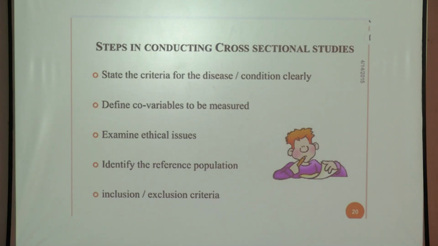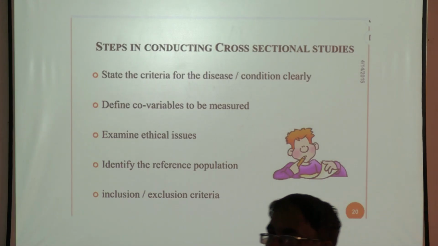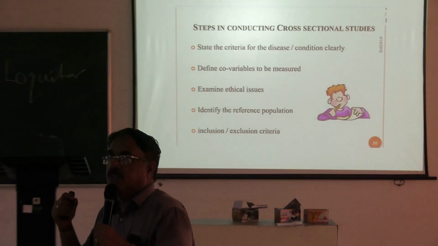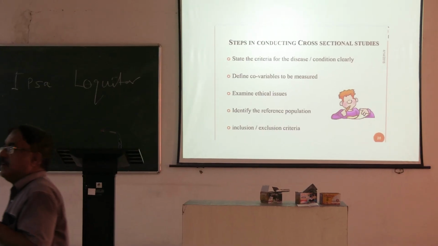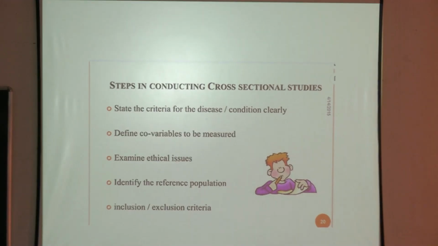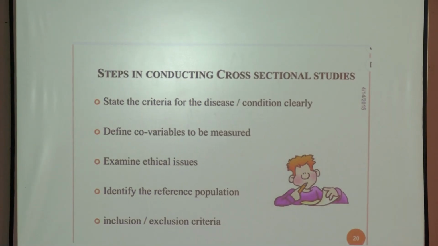So, the steps in conducting a cross-sectional study. State the criteria for the disease clearly. For example, if you are saying that the criteria for anemia is so much, you are saying anemia cases. You are looking at a study of anemia cases. So, what is your definition of anemia? What is the definition of anemia?